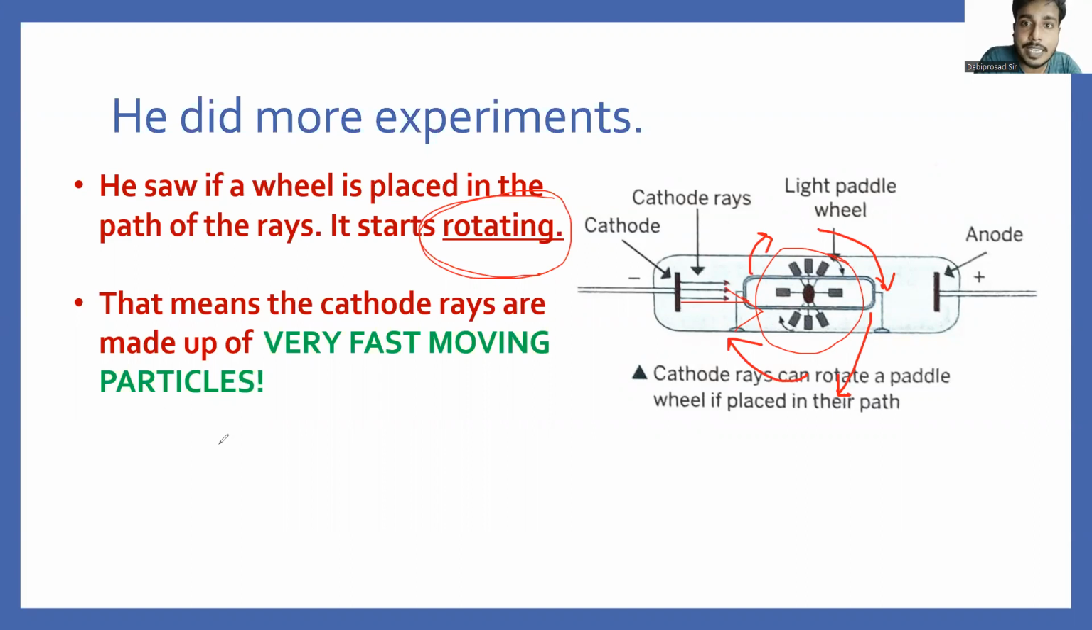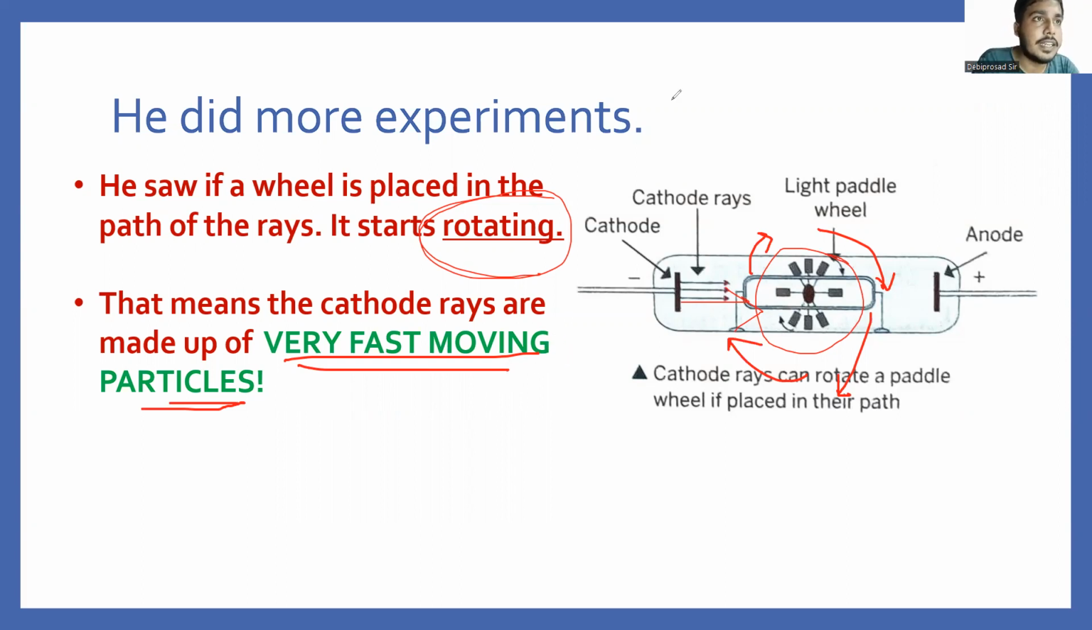This was very interesting. That means the cathode rays are very powerful, able to rotate a wheel. That means some particles must be there. And the only particle we knew at that time that could come out from a substance was the atom, as given by John Dalton. So he thought the atoms could be coming out from the cathode to the anode. But from this observation, he told himself that there must be very fast moving particles inside the cathode rays.